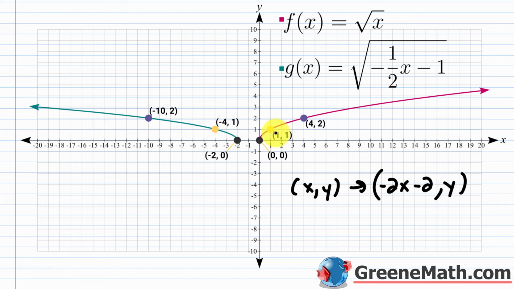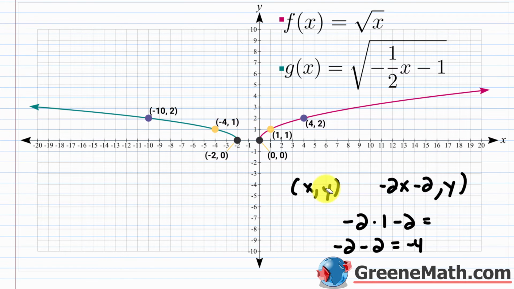So if you took this x value of 1 here, well, if you went through the process, negative 2 times 1 minus 2, negative 2 times 1 is negative 2, and then minus 2, that gives me negative 4. Well, notice that over here, you have this x value of negative 4 that corresponds to that same y value of 1. And I'll let you do the other points on your own.